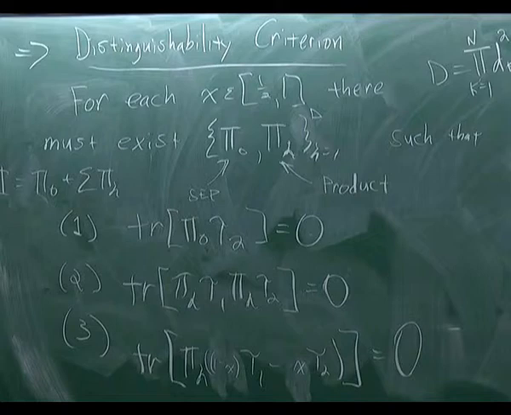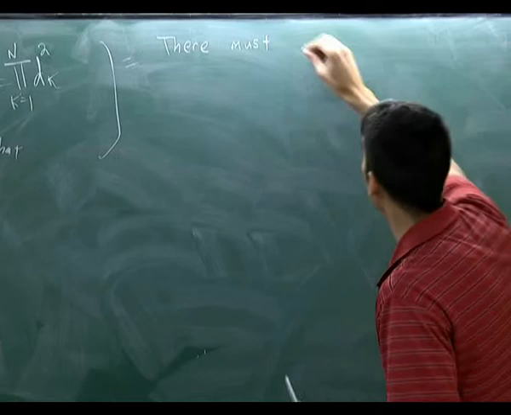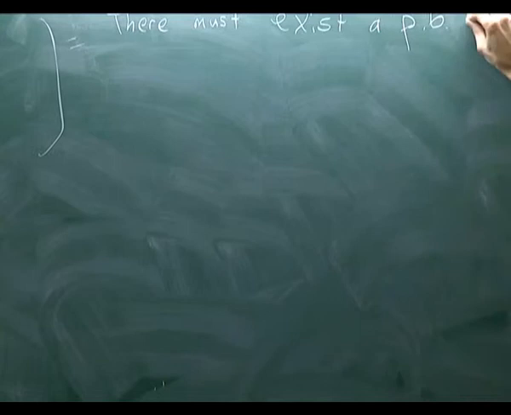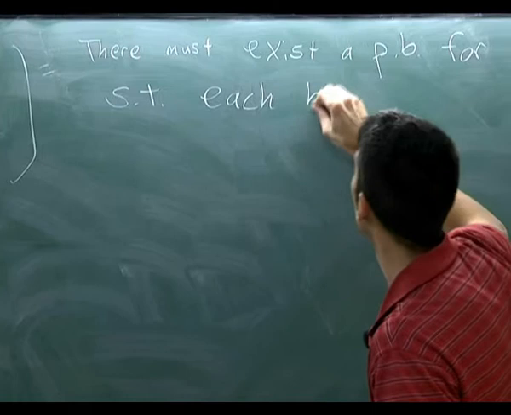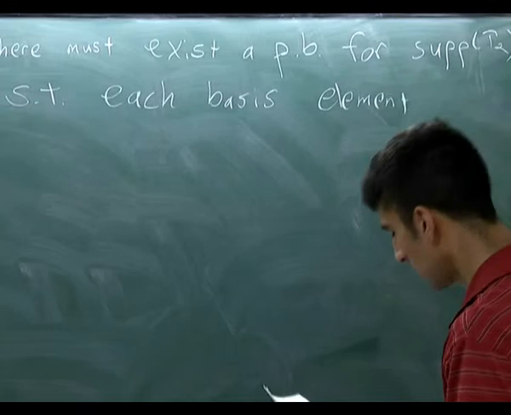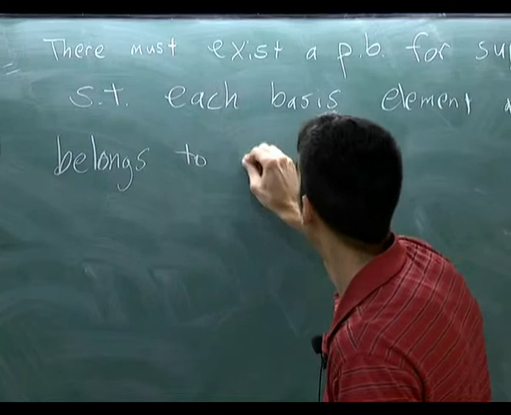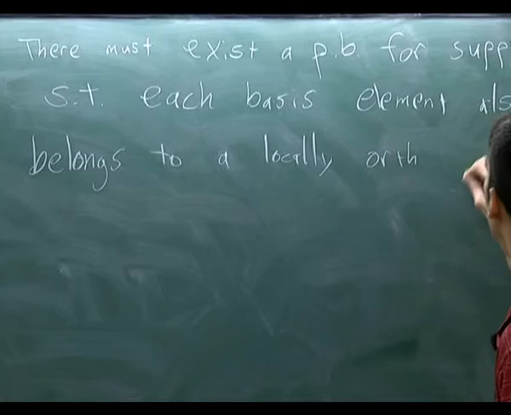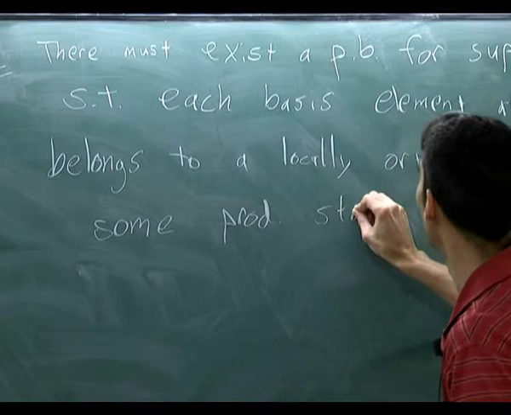Yeah. Right. Okay, so then the conclusion from those facts over there is that there must exist a product basis for the support of tau 2 such that each basis element also belongs to a locally orthogonal product basis with some product state in the support of tau 1. So this is a lot. I'll break it down.